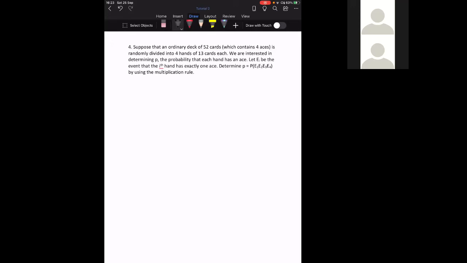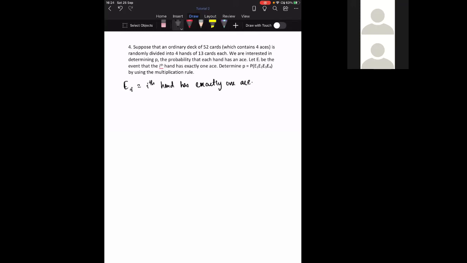So that just means that there can't be more than one ace per hand, because if that's the case, then one hand would be left without an ace, and we do not want that. We're not interested in that. How do we go about solving this? Let's first define, we have EI as the event that the ith hand has exactly one ace.